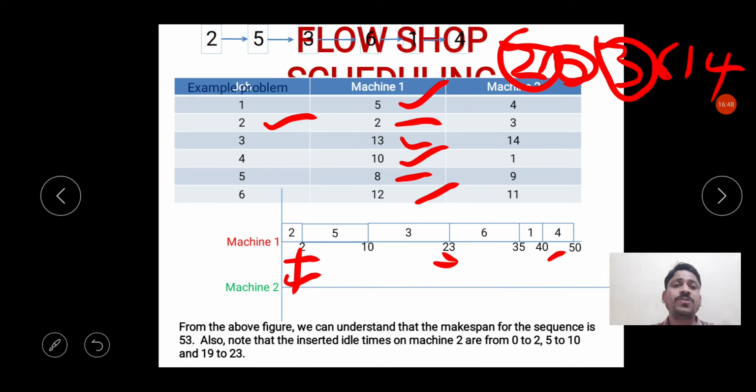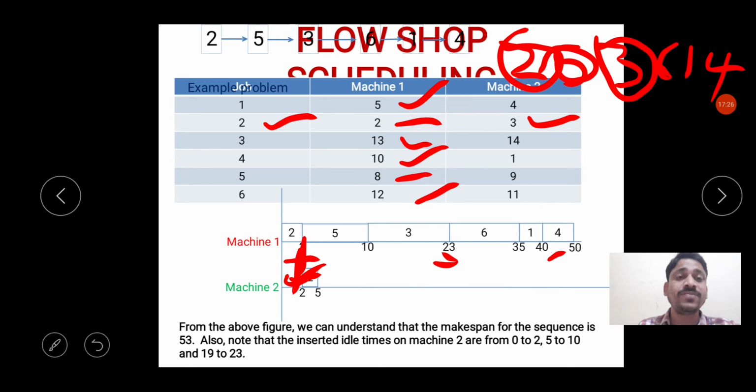Now all the jobs are processed on machine 1. So on machine 2, according to our sequence, the first job is job 2. But job 2 can be processed only at 2 hours, as per our discussion, because it finished on machine 1 and came to machine 2 at 2 hours only, right? So job 2, the first job according to the sequence, starts from 2 hours, and job 2 on machine 2 is for 3 hours. So it finishes at 5 hours.